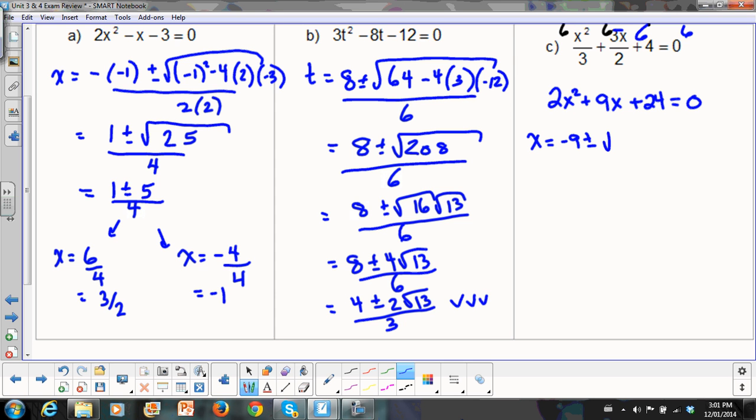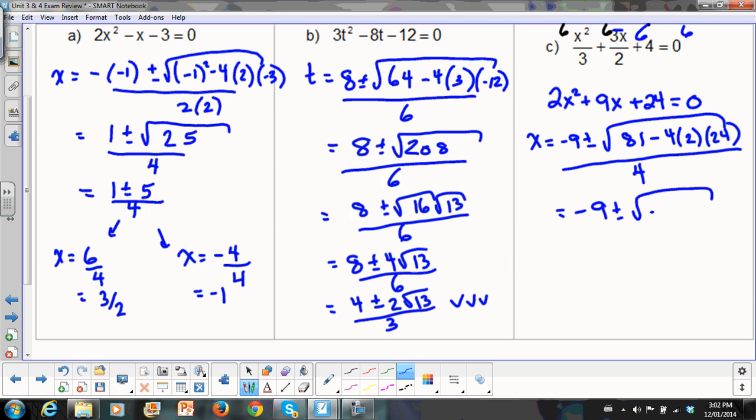Negative 9 plus or minus 9 squared is 81, minus 4 times 2 times positive 24, all over 2a, which is 4. Without going further, I can see that we're going to end up with the negative 9 plus or minus the root of a negative number. The negative number does not exist, therefore we write no solution. And we can stop solving from that point forward.